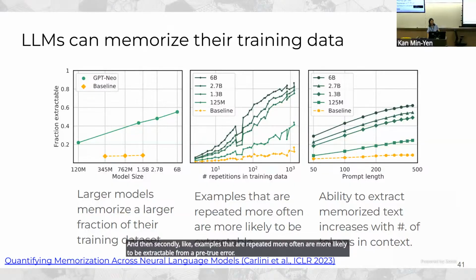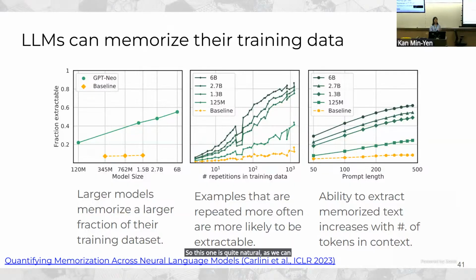This one is quite natural, as we can see. Assume in real life, we witness something, we see some facts a lot more times than others. That will make us more familiar with the things that pop up more. And thirdly, the ability to extract memorized text can increase with the number of tokens in context.